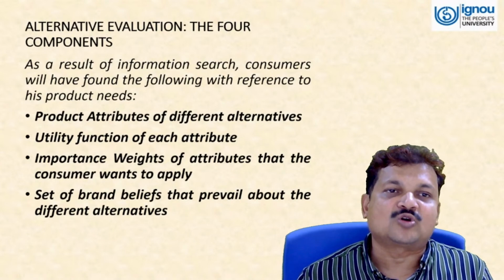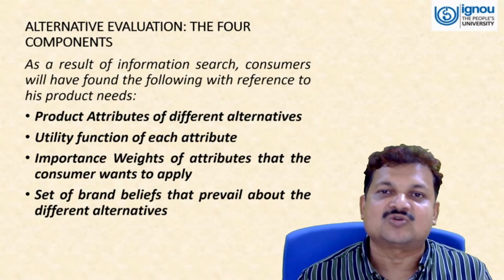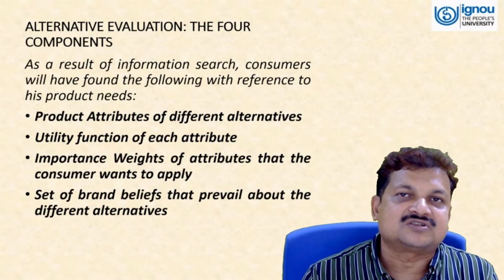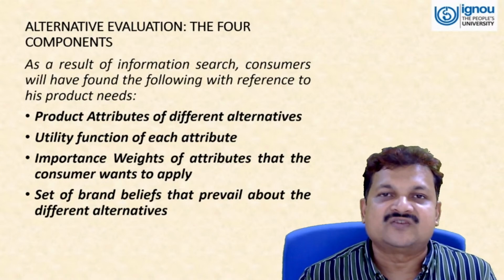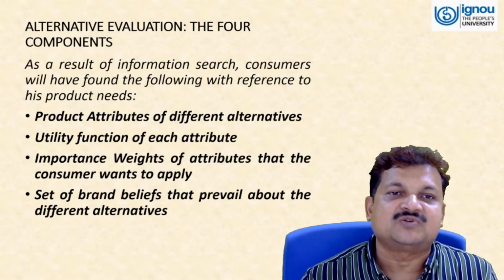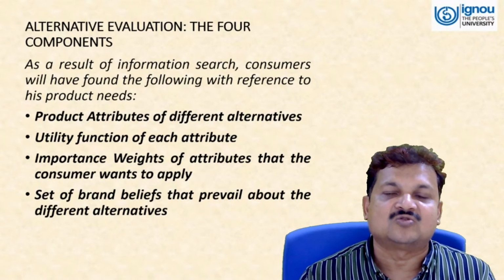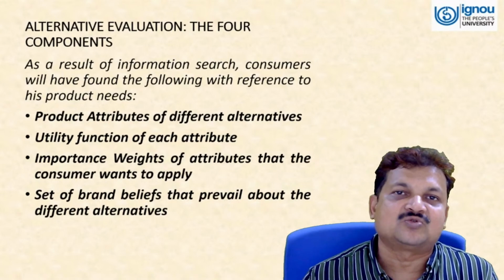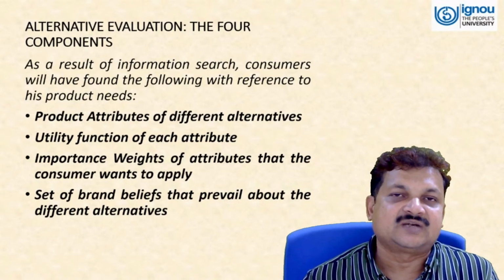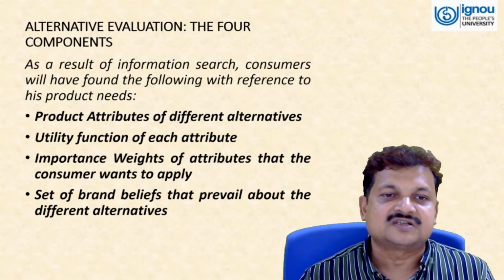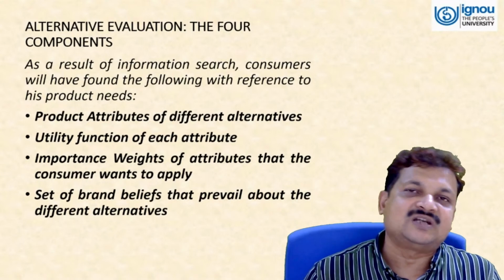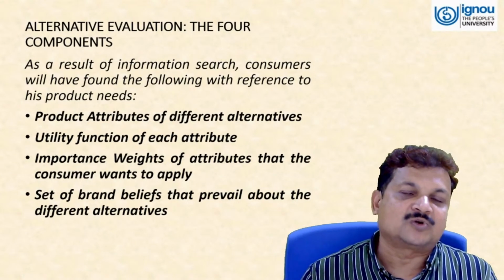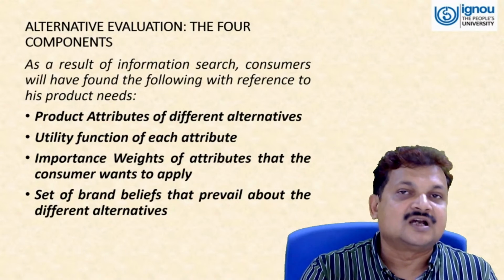So these are the four components. First is product attributes, where we differentiate which is better. Then utility, based on the consumer, which attribute is good and which is not good for the customer. Third is giving weightage to each attribute, which attribute the customer gives more weightage. And the fourth is the degree of believability in that particular product's components or that particular company's product.